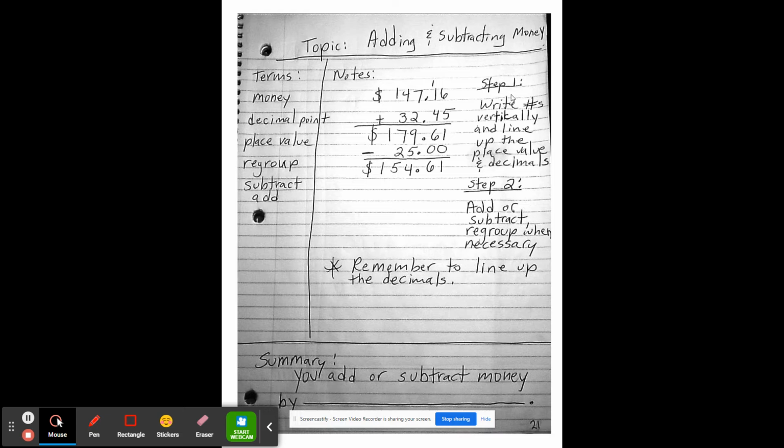I also wrote the first step, which is to write your numbers vertically and line up the place value and decimals. And really, it's a very simple process because it's only two steps. The second step is add or subtract and then regroup when necessary. The biggest thing to remember is to line up those decimals, and also to place the decimal in the answer. Let's watch the rest of the video.